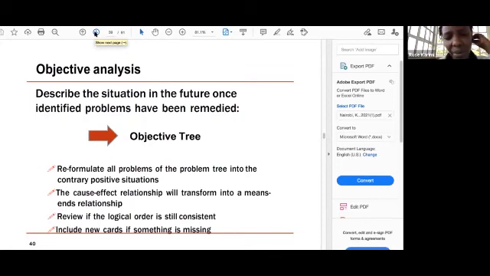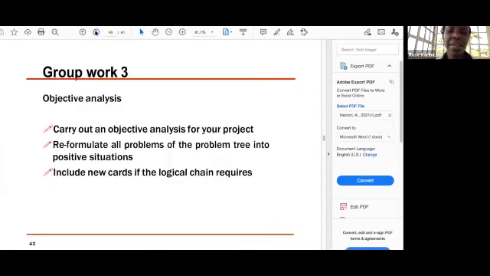And this is where we want to describe our situation in the future once we have solved our problem. So what we are going to do is reformulate all our problems from the problem tree into the contrary positive situation and achieve a cause-effect relationship. We transform that into a means and end. And then we shall review if our logic is consistent. If something is missing, there is no harm in including a new card. Can we do that on the Jamboard? So again, Geoffrey, you're going to share the screen for Jamboard as we try to do that.